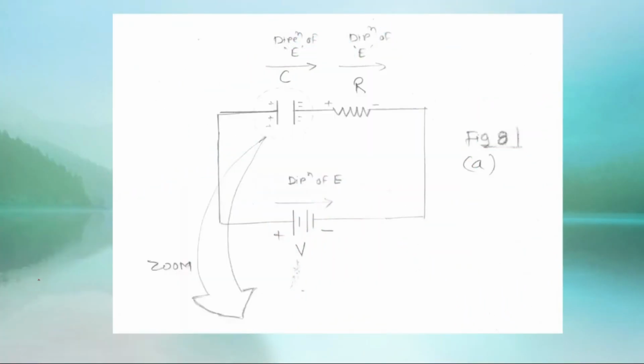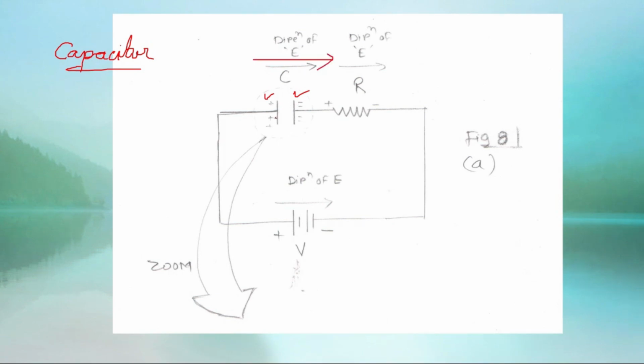Now, what is the direction of electric field intensity? To understand the direction, we can consider this example where we have a capacitor and an inductor. All of us know that a capacitor is used for storing energy. If we consider this capacitor, it will have two plates, one positive and the other negative. We always have to remember that electric field intensity will always travel from positive to negative.